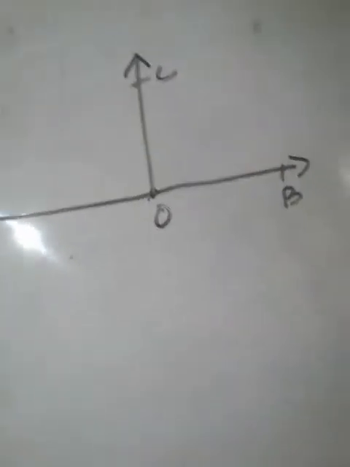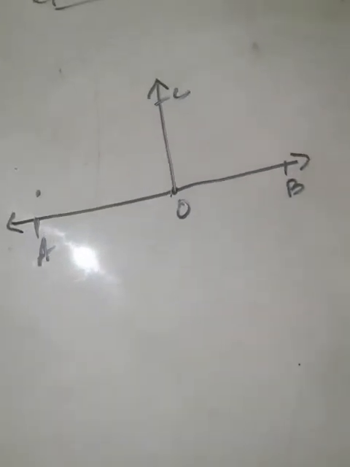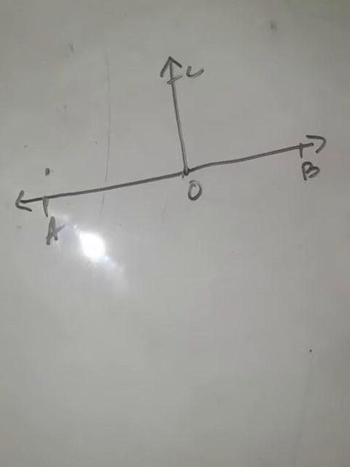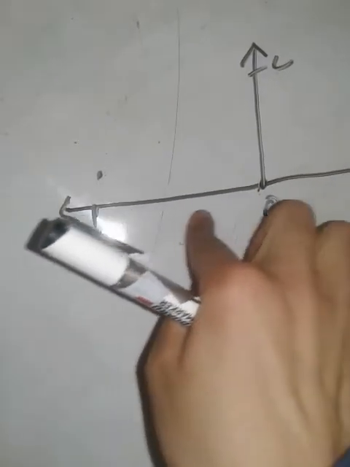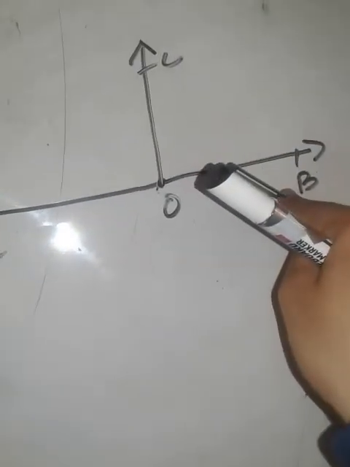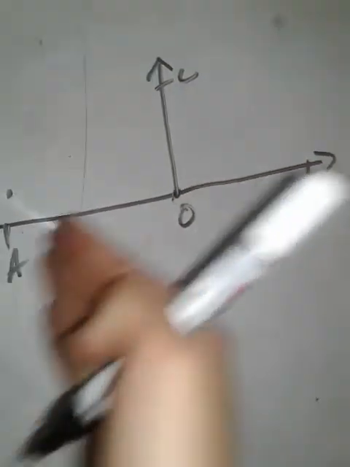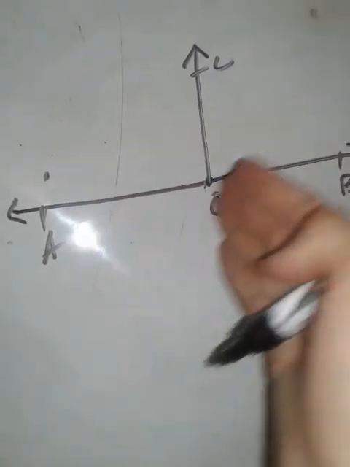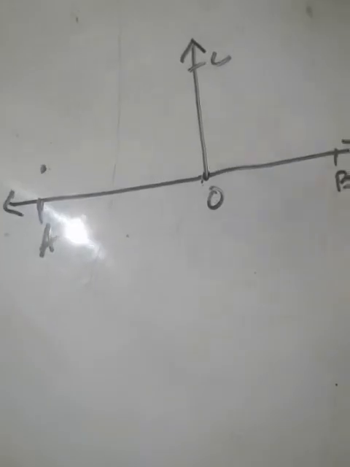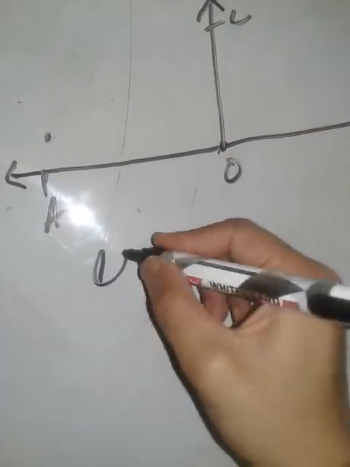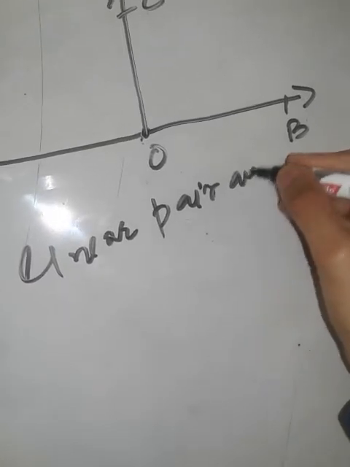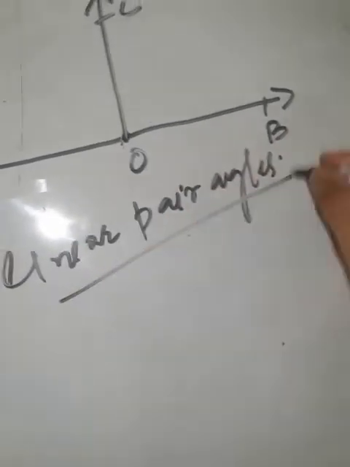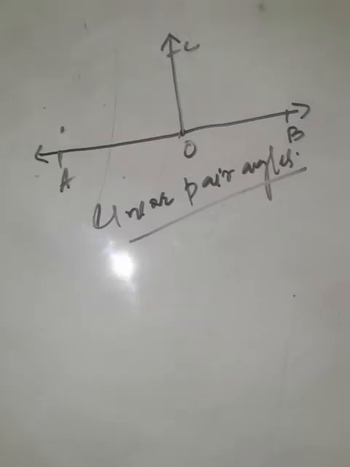Is this an adjacent angle? I ask you a question, is this an adjacent angle? The answer is yes, of course it is an adjacent angle. But the difference here is that the non-common arms OA and OB form a straight line. When this type of adjacent angles is formed, they are called linear pair angles.